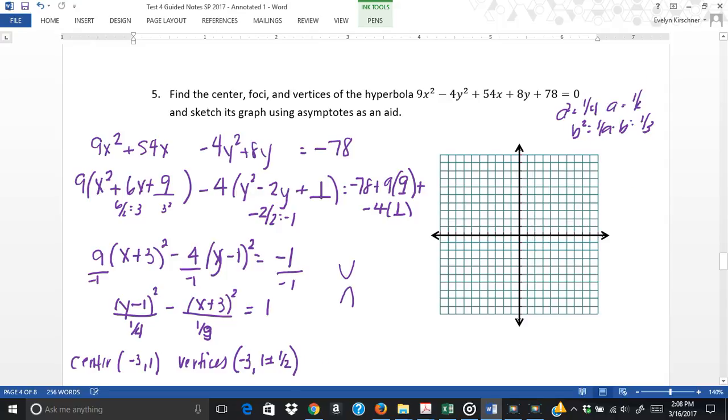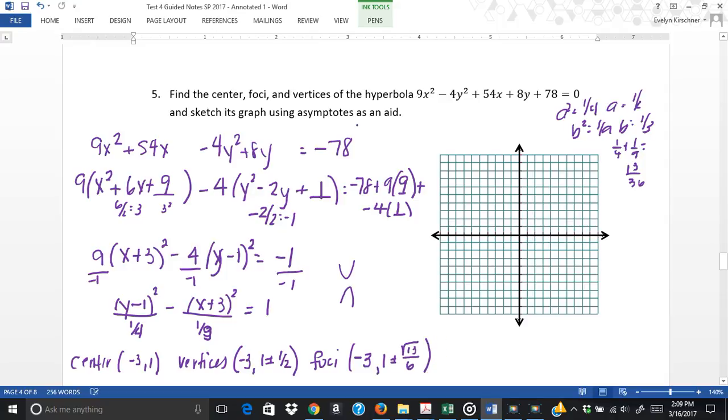For my foci, that gives me c. So c squared is a squared plus b squared. And if I add those, 1/4 plus 1/9 equals 13 over 36. So my foci are going to be at negative 3, 1 plus or minus radical 13 over 6.